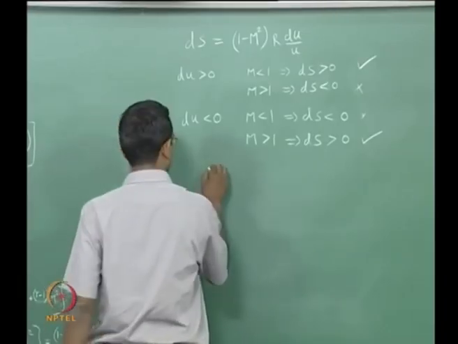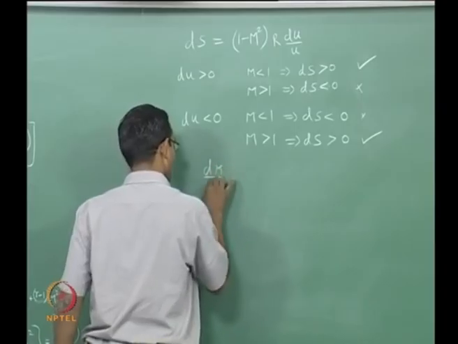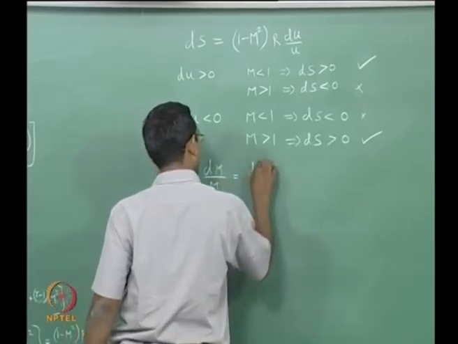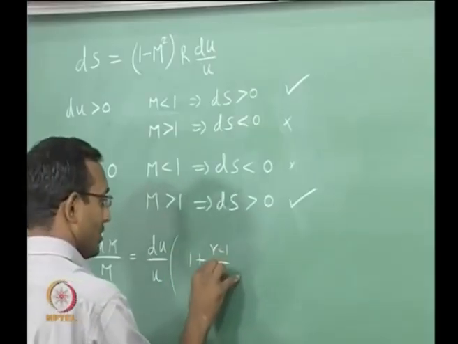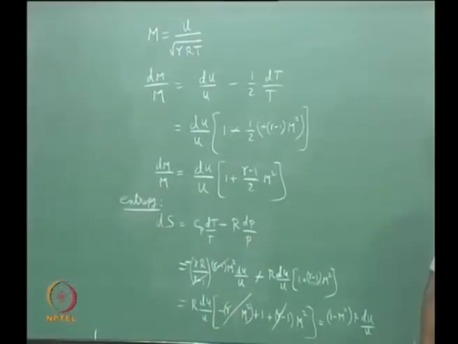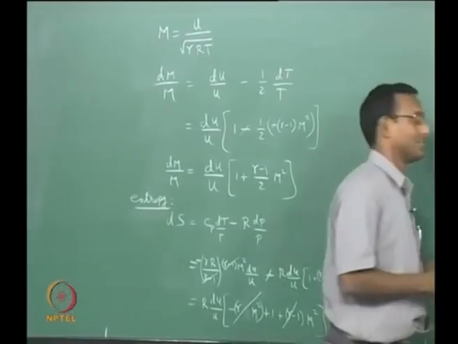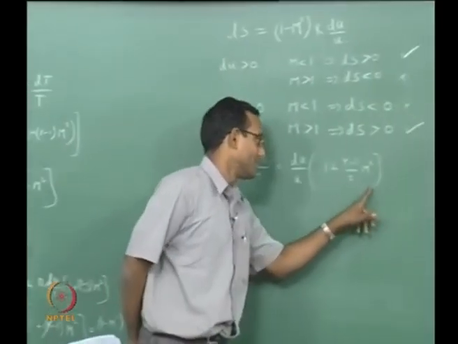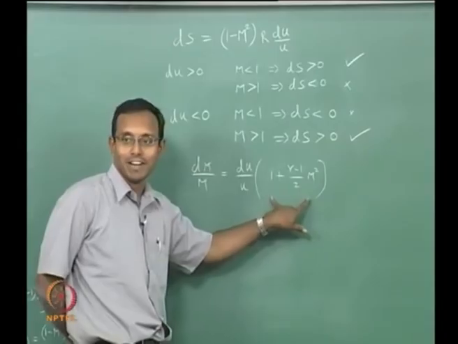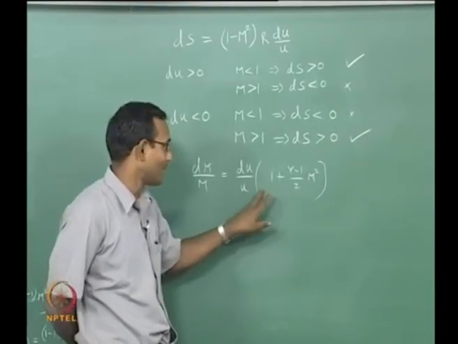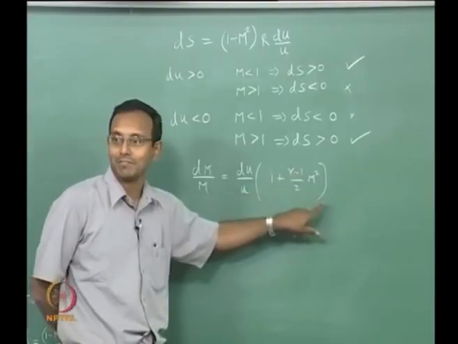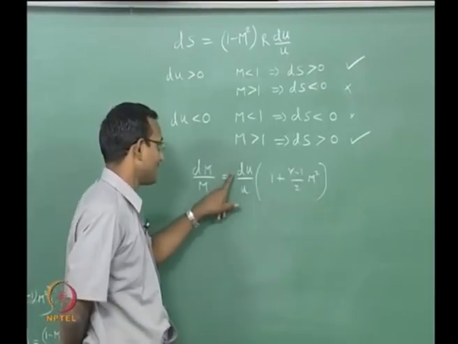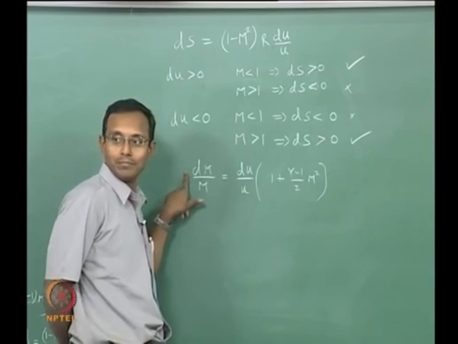Where is my dM by M formula? dM by M equals dU by U into (1 plus (gamma minus 1) by 2 M square). If I look at it like this, the term is not going to be ever negative. It is 1 plus something, and gamma is always more than 1, so it will never be negative, which means whatever is the change in U is the change in M.